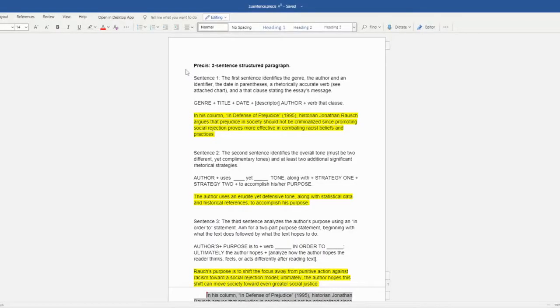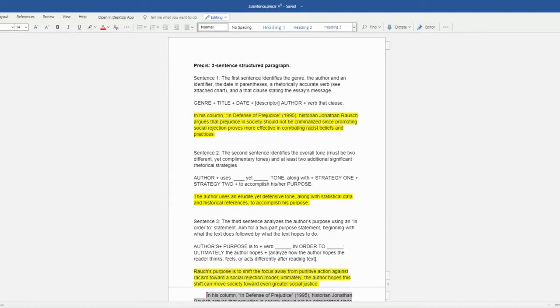Sentence précis. We are up to 3 sentences now. Now, the very first sentence is all about the author and the message. You start by identifying the genre, that's a type of text, the author and an identifier, the date, a rhetorically accurate verb, and a that clause stating the essay's message. So an outline looks like this. Here it is in an actual sentence.